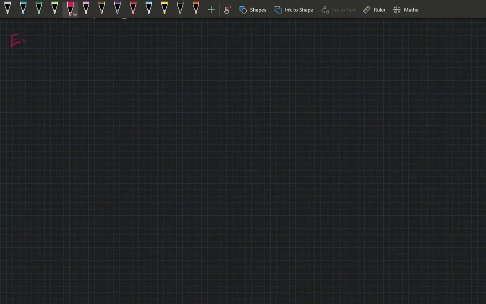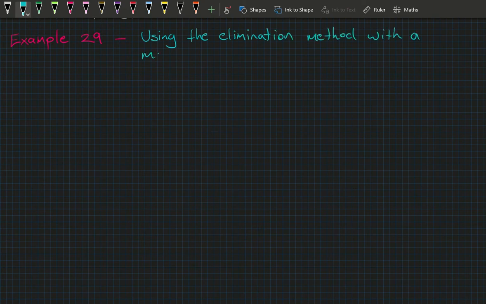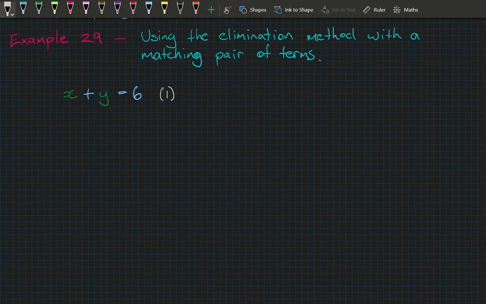Alright, let's try this in example 29, where we won't need to use fact 1, because in this example we're given simultaneous equations with a matching pair of terms. And the equations we need to solve simultaneously are x plus y equals 6, which we'll name equation 1, and 3x minus y equals 10, which I'll name equation 2.